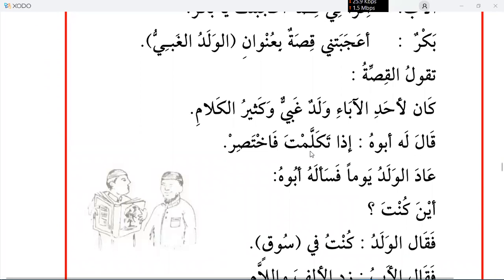Iza takallamta fakhtasir. When you speak, then be short, be concise. Qala lahu abuhu, iza takallamta fakhtasir. His father said to him, when you speak, then be concise.